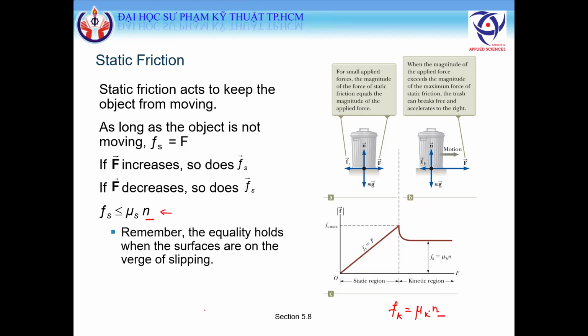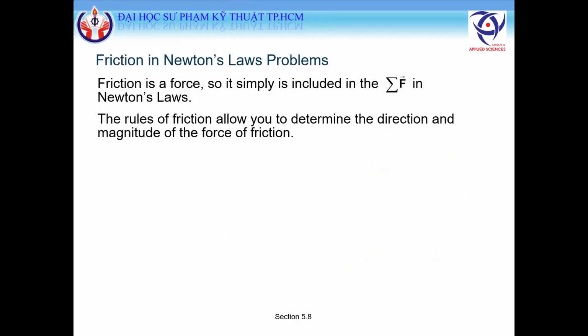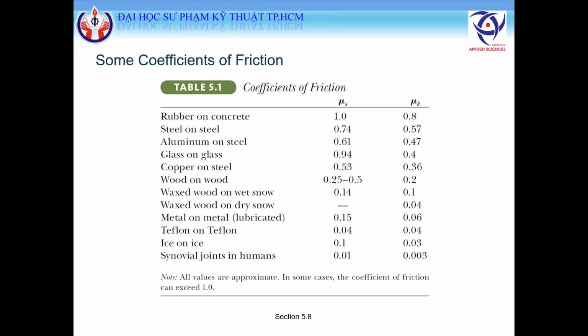And mu is called the coefficient of friction. So mu s is the coefficient of static friction, mu k the coefficient of kinetic friction. Okay? Normally, mu s is bigger than mu k. But for some materials, or exactly for some pairs of materials, mu s can be equal to mu k. I will show you the values of mu s and mu k here.